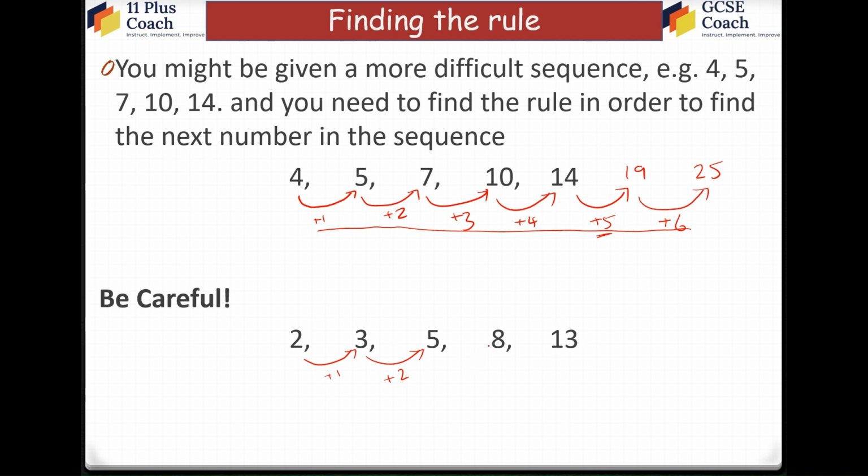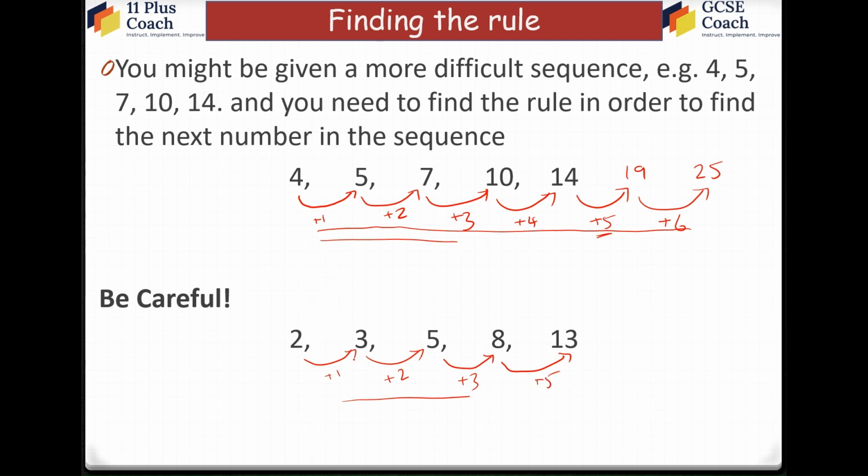But be careful. If I look at, for example, the next difference from 5 to 8, it is add 3. Up to this point, it looks the same as the sequence above. But from 8 to 13, it's actually not add 4, because 8 plus 4 is 12 and not 13. So I'm adding 5. So what is happening here?